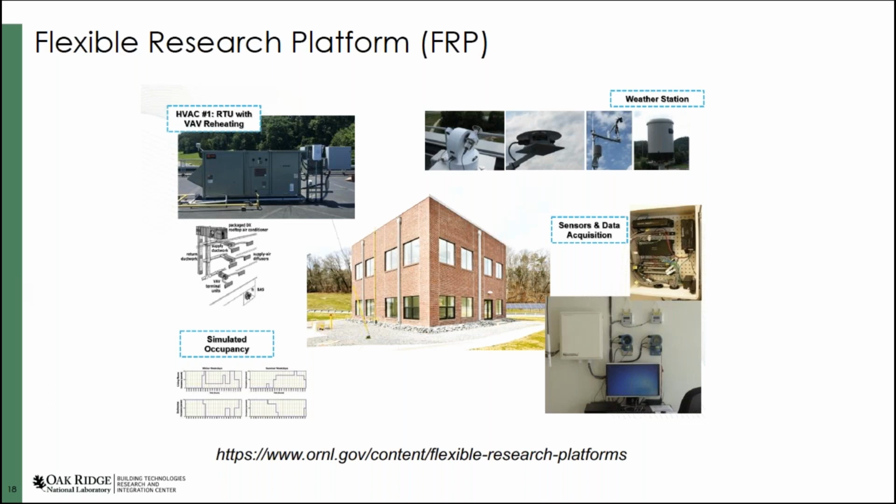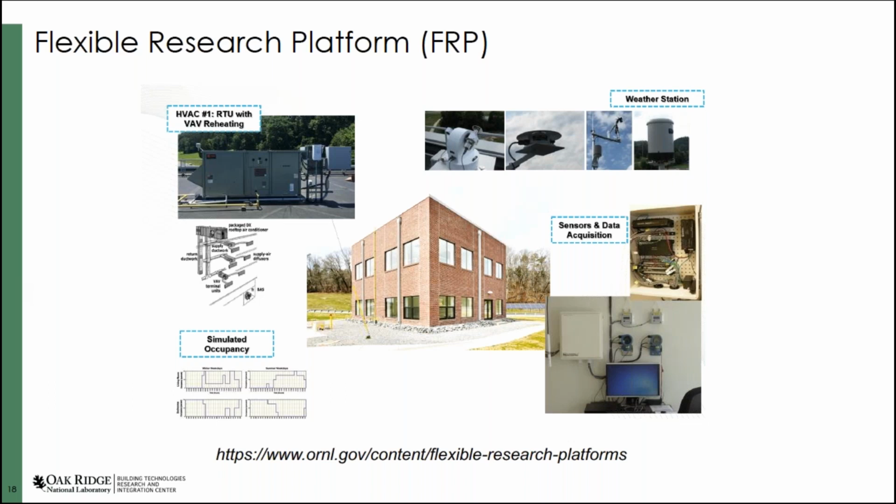The FRP is a two-story small office building. There are 10 conditioned rooms in the building, 5 in the first floor and 5 in the second floor. And each room has a VAV box, variable air volume box with the terminal reheating. The 10 VAV boxes are connected to the conventional rooftop unit through the duct.